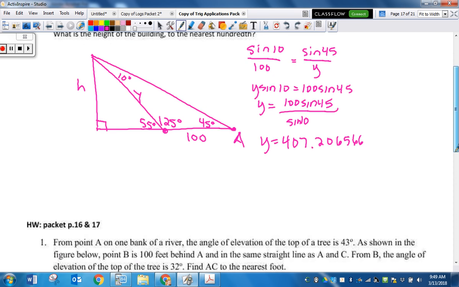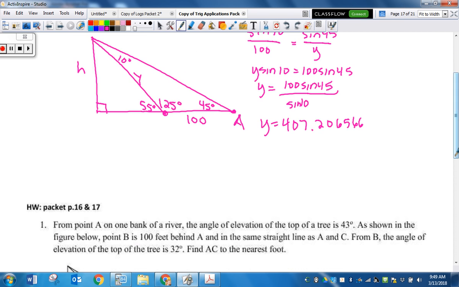You don't have 30, 60, 90 and all that. So your options are law of sines or just trig, SOHCAHTOA. So I'm going to go with SOHCAHTOA here. I have the y, I have the hypotenuse, and I'm looking for the opposite side, so I'm going to use sine. So sine of 55 equals the opposite side, which is h over my 407.206566. I would cross multiply, so 407.206566 times sine of 55 equals h.